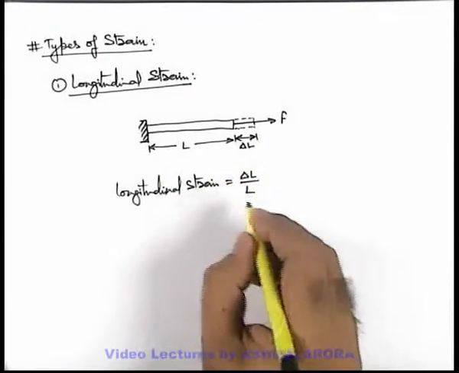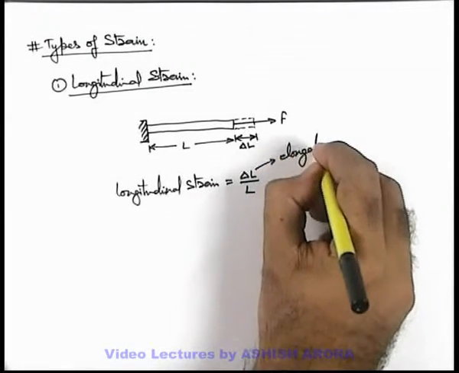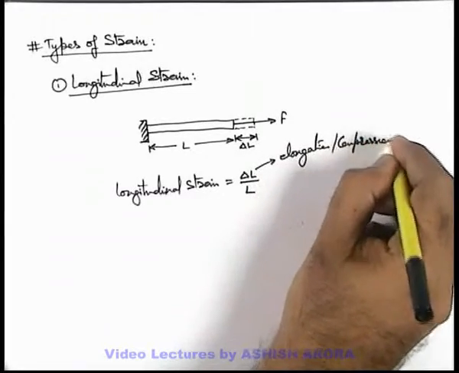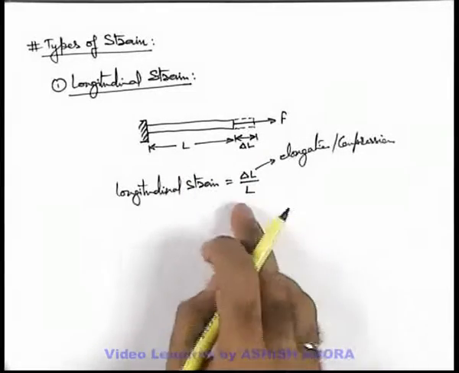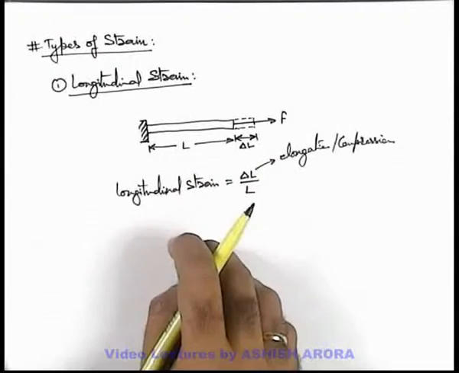So this delta L we can say is the elongation. And it can be compression also. If the force is applied in inward direction, the rod would have been compressed. So this is the way how we account the longitudinal strain in case of a rod.